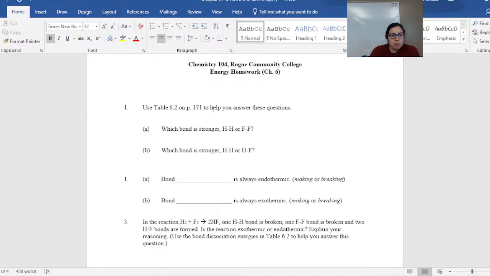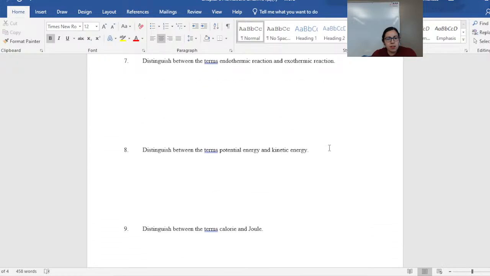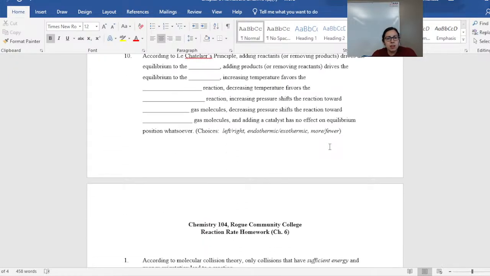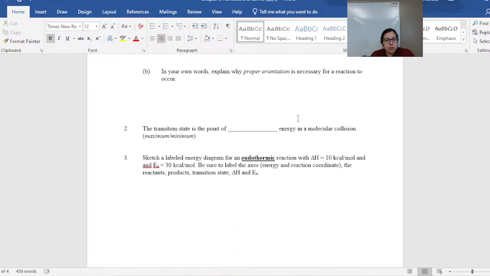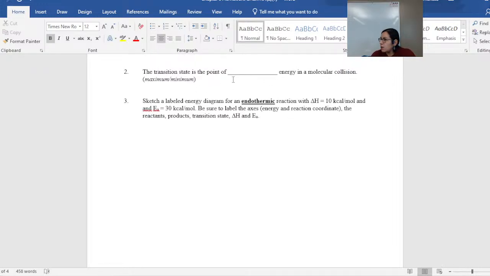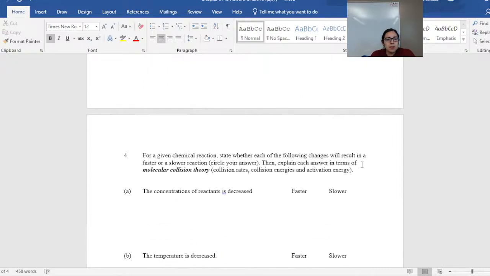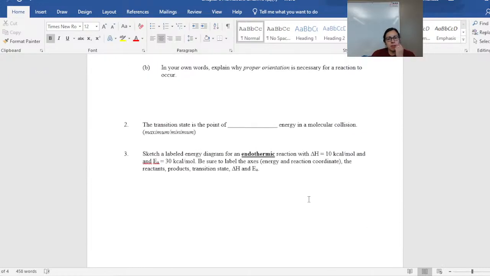Obviously, number 1 tells you to use the table so you can compare bond energies. So this is all using your bond tables, catalysts, so a lot of definitions. These would be good to go over, just make sure you understand that. This is what I was talking about with making those energy diagrams where you have to sketch it out. This is good practice because I'm pretty sure I'll make you do one on the final as well. And then this is more Le Chatelier's principle stuff.